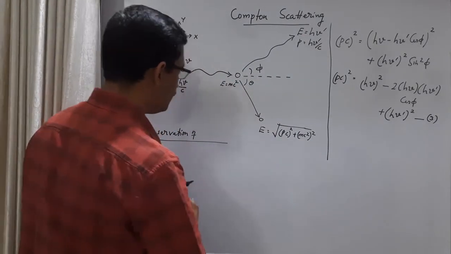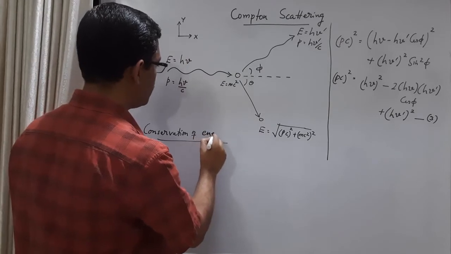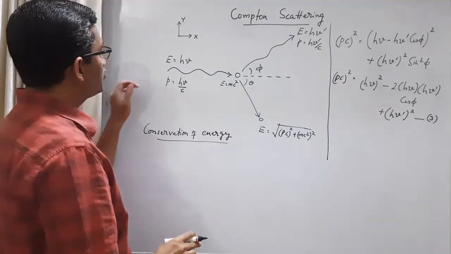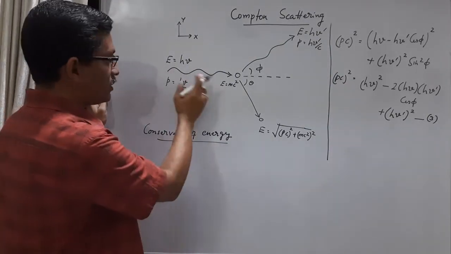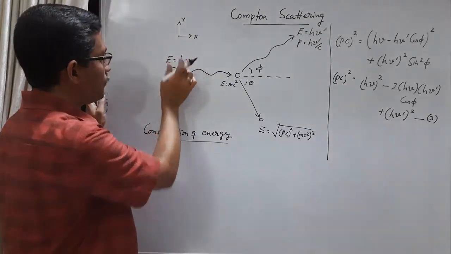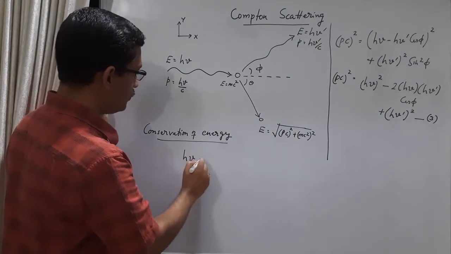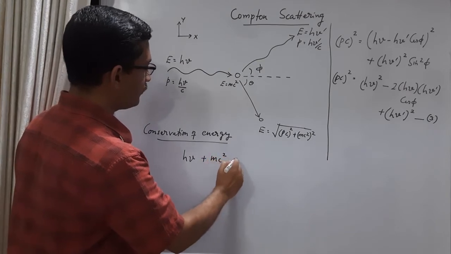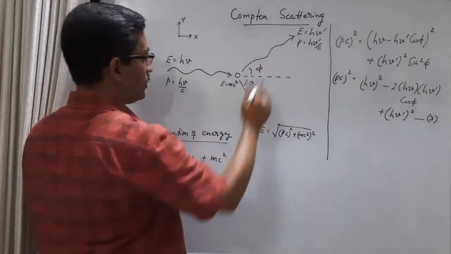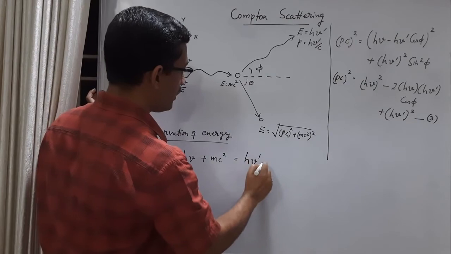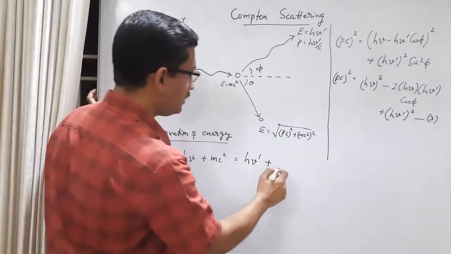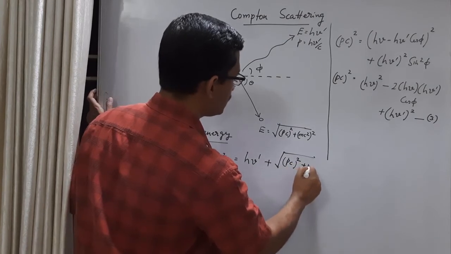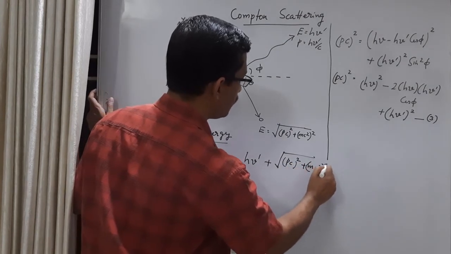So next we will deal with conservation of energy. So the energy before collision, what are the energy values? Photon has the energy hν. Electron has only rest energy mc². After collision, photon has lower energy hν′. Electron has this much energy, that is square root of (pc)² plus (mc²)².